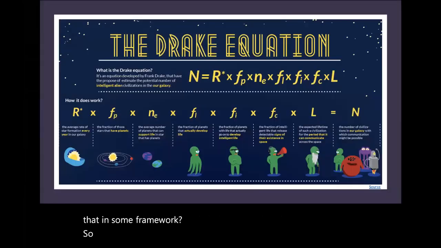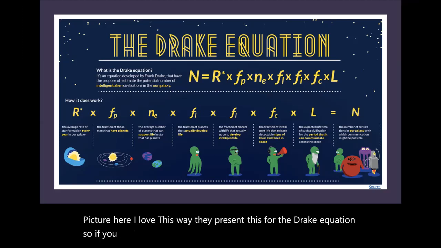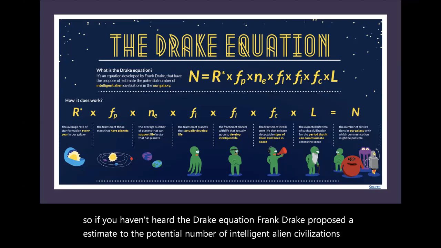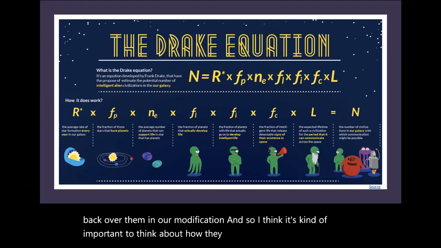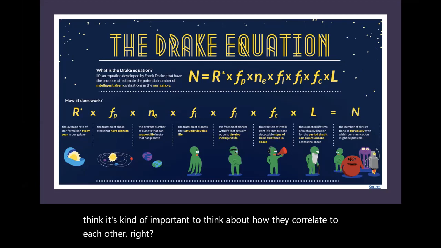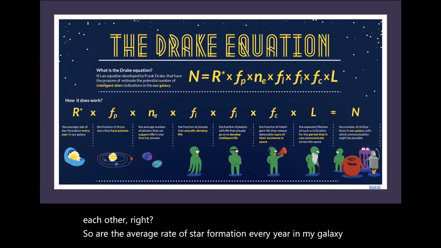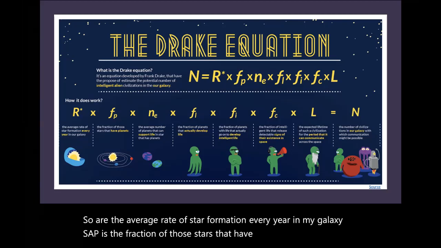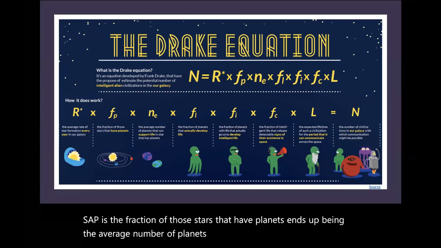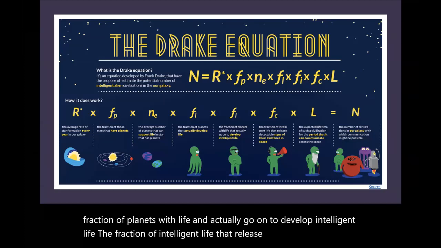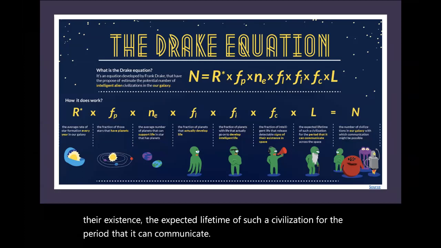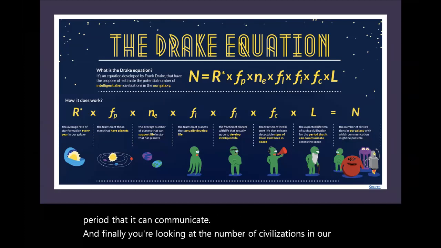So I love this picture here. I love this way they present this for the Drake equation. If you haven't heard of the Drake equation, Frank Drake proposed an estimate for the potential number of intelligent alien civilizations in our galaxy. And he has all these great factors that go into that. I'll just touch on each one of them because we're going to go back over them in our modification. It's important to think about how they correlate to each other, right? So R, the average rate of star formation every year in the galaxy. F sub P is the fraction of those stars that have planets. N sub E is the average number of planets that can support life in stars that have planets. The fraction of planets that actually develop life, the fraction of planets with life that actually go on to develop intelligent life, the fraction of intelligent life that release detectable signs of their existence, the expected lifetime of such a civilization for the period that it can communicate. And finally, you're looking at the number of civilizations in our galaxy with which communication might be possible.